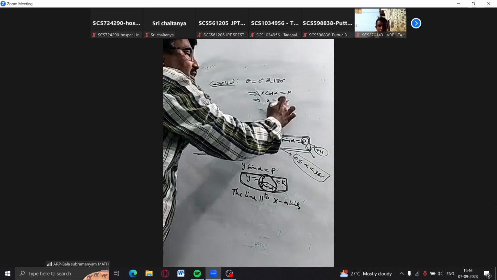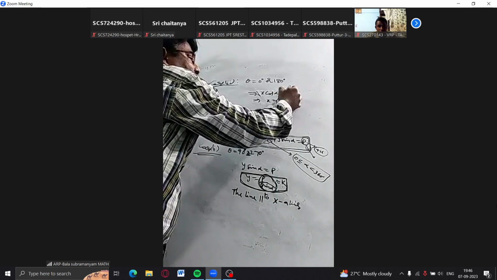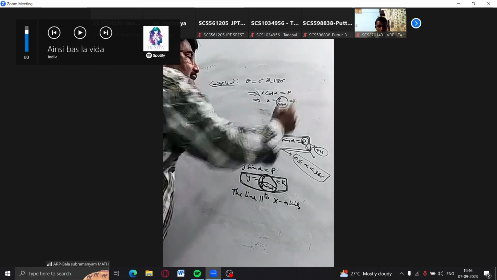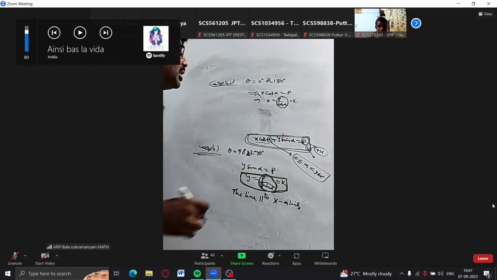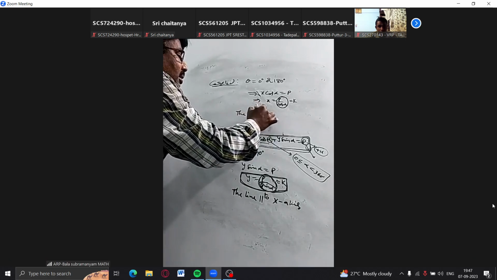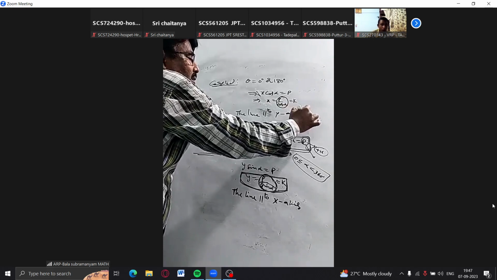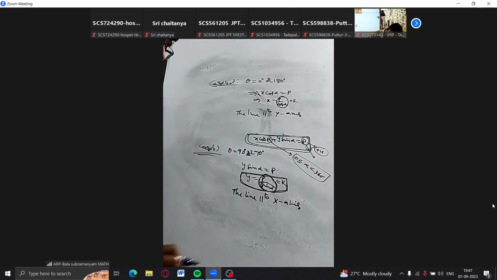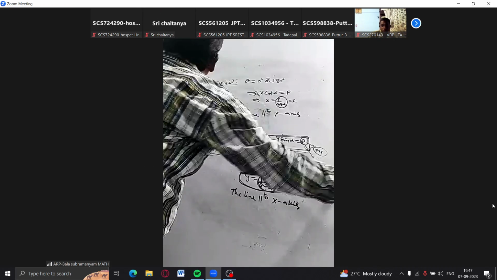Cos alpha is always constant. P is constant. So the total value is constant, and that can be taken as k. So it is of the form x is equal to k, which is a line parallel to the y axis. Is it clear? Yes, sir.